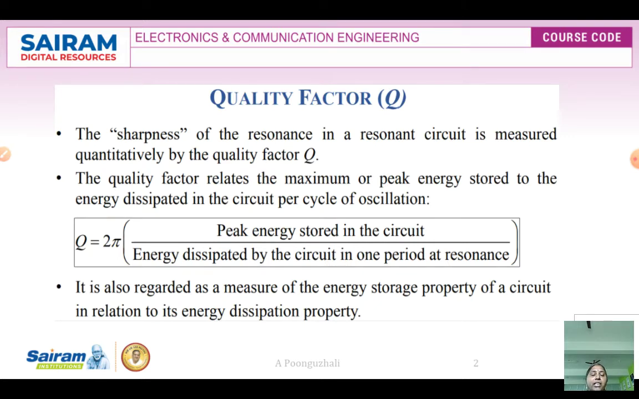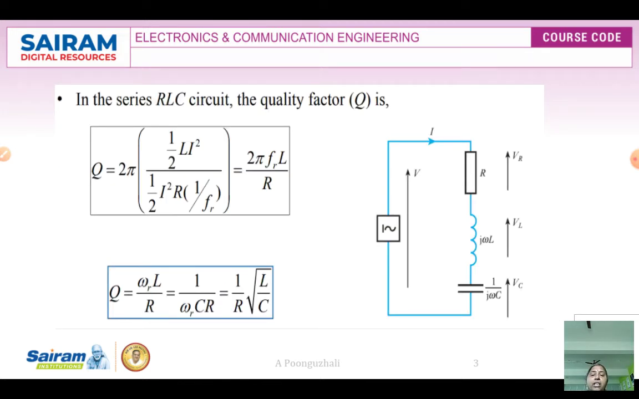We have inductance and capacitance that can store energy. So it relates to the measure of the energy stored in the inductive or capacitive component in relation to the energy dissipation property. So in the series RLC circuit, we are going to find the quality factor Q.